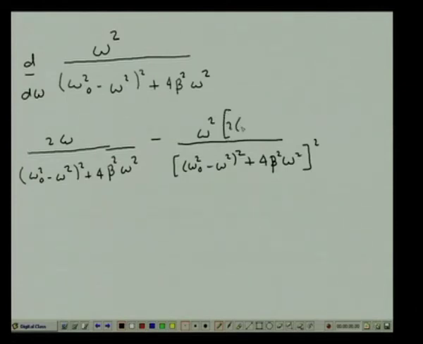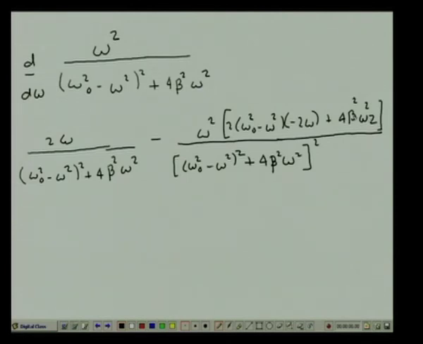If I differentiate the first term over here, what I have is 2 times omega naught square minus omega square, and then I have to differentiate minus omega square. If I differentiate minus omega square, I will get minus 2 omega, and then if I differentiate the second term, I get a factor of plus 4 beta square omega square and into 2.